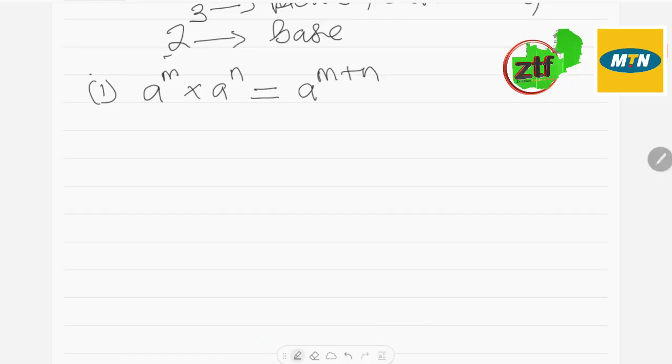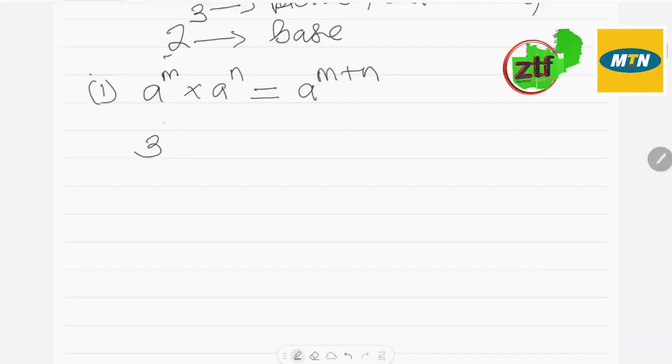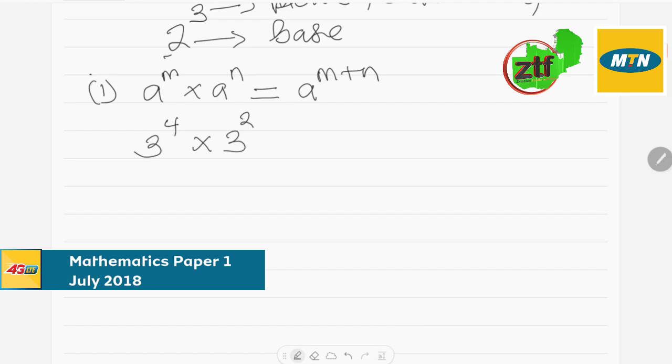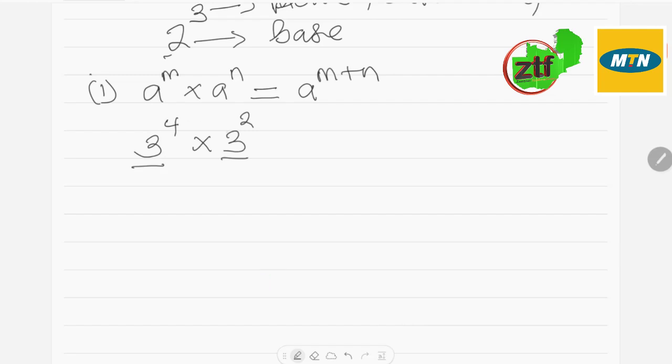And so this is one of the first rules, the basic rule that we can look at. A raised to power m times a to the power n is equal to a to the power m plus n. And some of you may be wondering, what is this? Because I'm just writing letters and it's not really making sense. Okay, for example, let's say we've been given 3 raised to power 4 multiplied by 3 raised to power 2. We can see that the bases are the same here. And once we establish that the bases are the same, then it means we are going to add the indices.